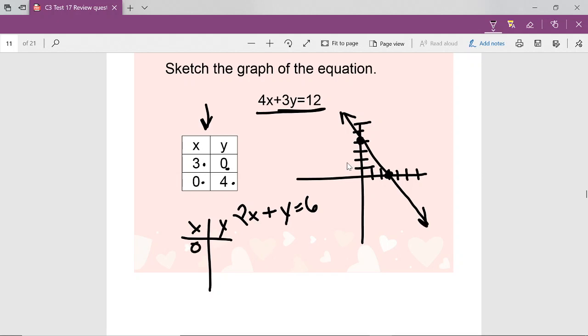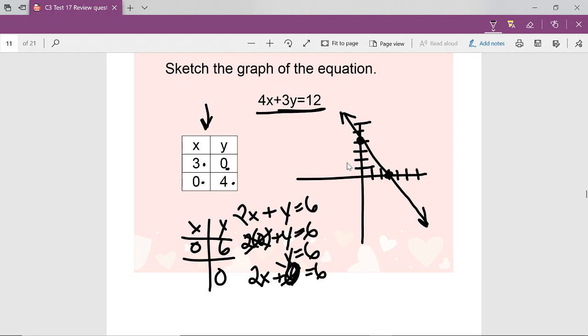Well, standard form, plug in x as 0 and y as 0. So if x is 0, 2 times 0 plus y equals 6, that cancels out, so y equals 6. And then I plug in y as 0, so 2x plus y equals 6. Oops. So that's going to be a 0 now, cancels out. So 2x equals 6, so x must be 3.